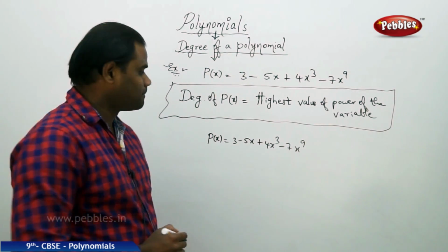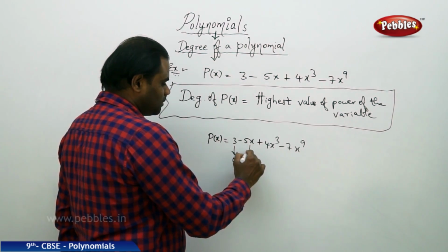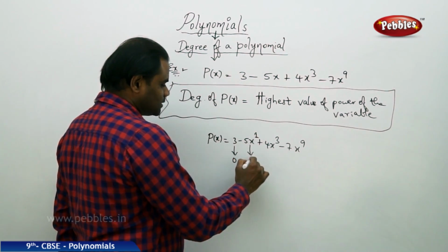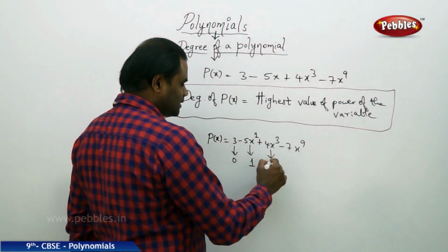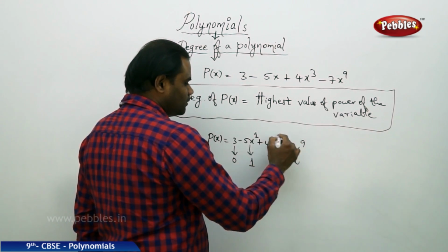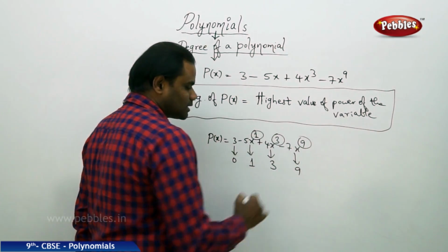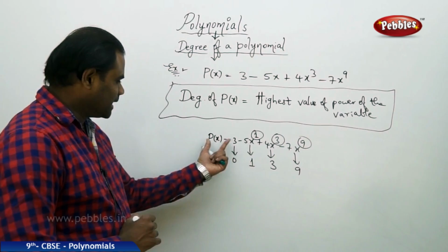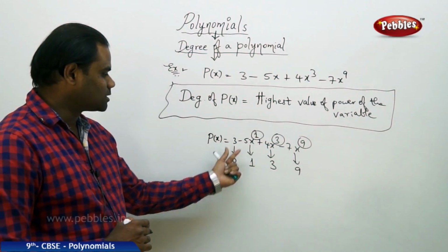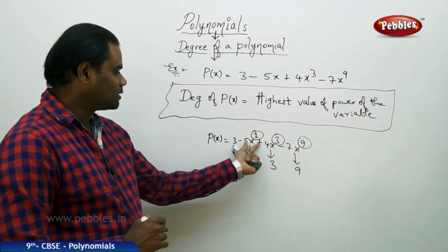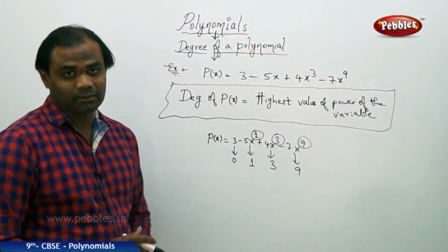raised to 9, I see that the power of variable x here is 0. The power of variable x in the second term is 1, and the power of variable x in the third term is 3, and the power of variable x in the fourth term is 9. So each term has its own variable value. Now here the first term has the power of x 0, the second term with 1, the third term with 3, and the fourth term with 9.